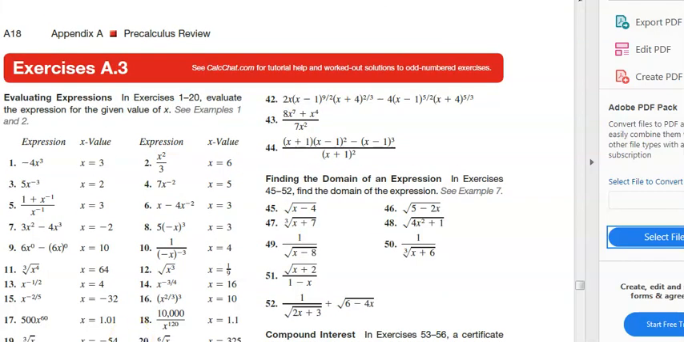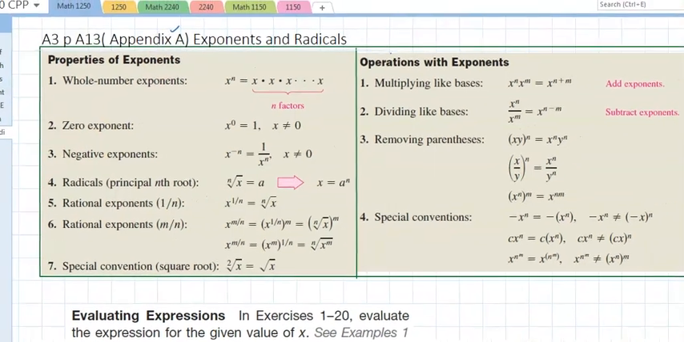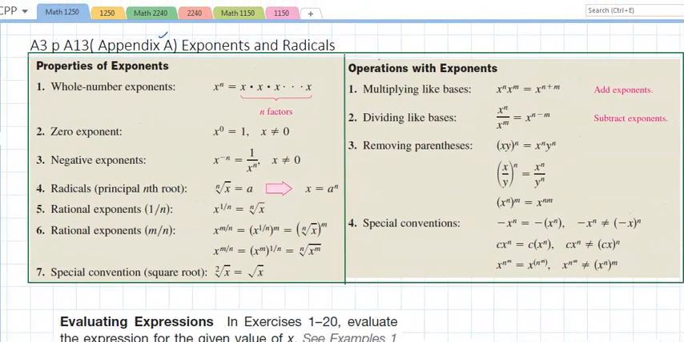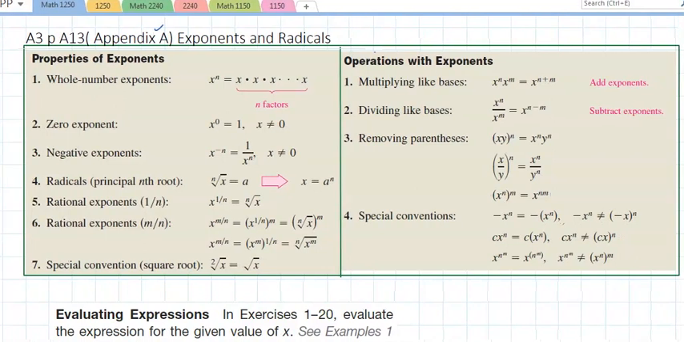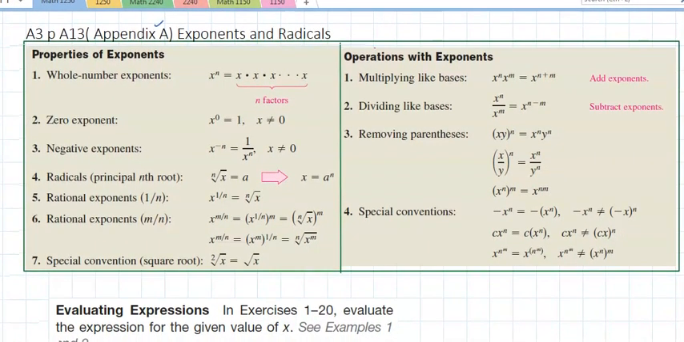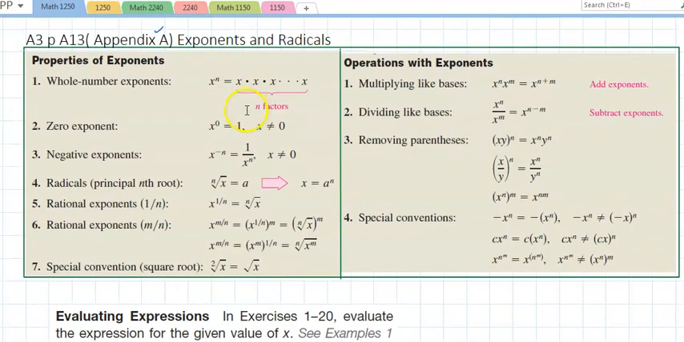These problems. So, in Appendix A, toward the end of the book, we're going to do 2 reviews. Maybe 3, depends on how much time we have. So first we want to review exponential properties and radical properties, and here they are.